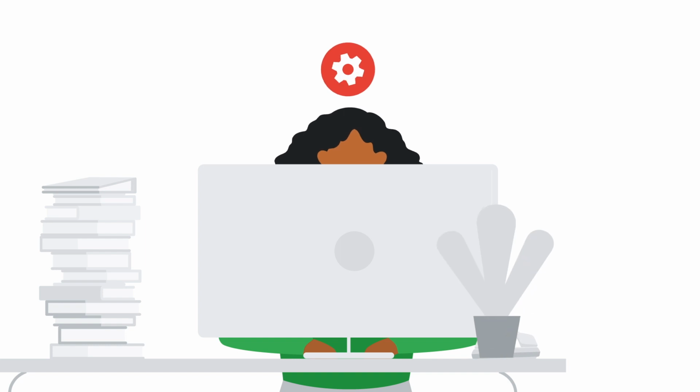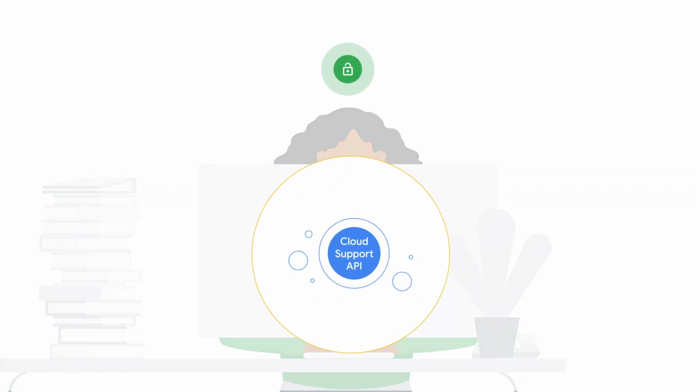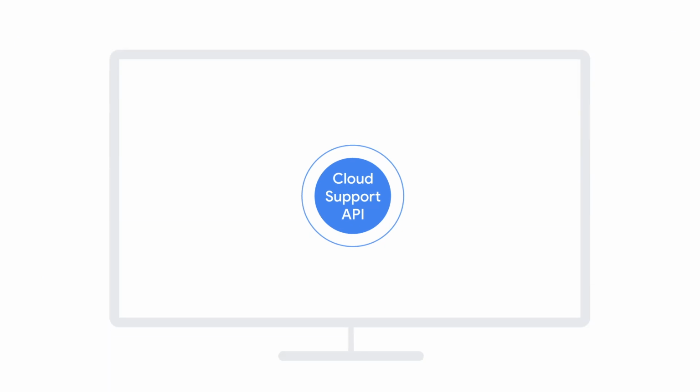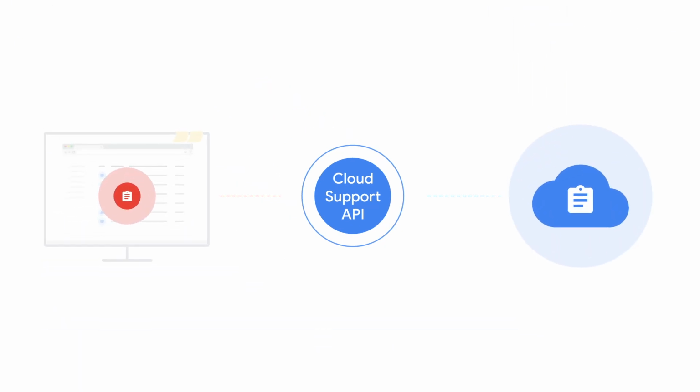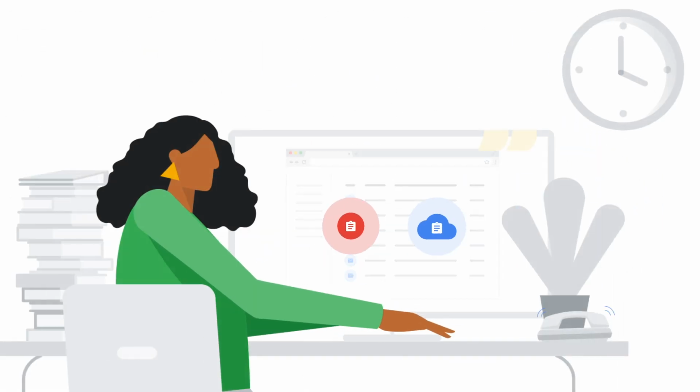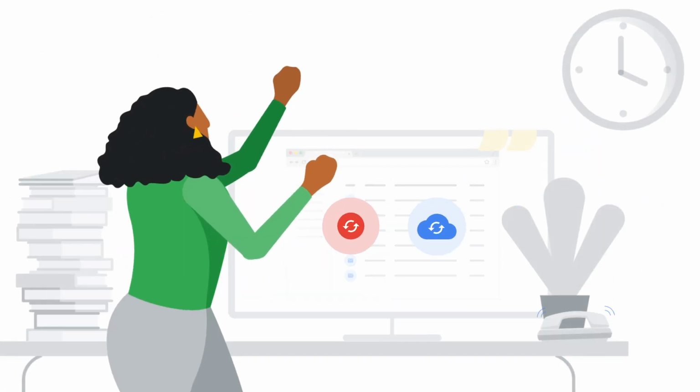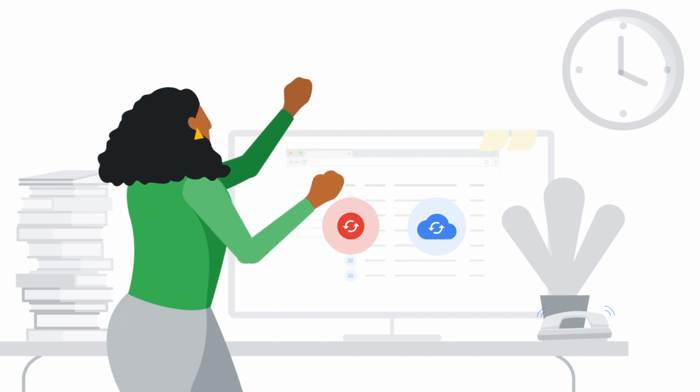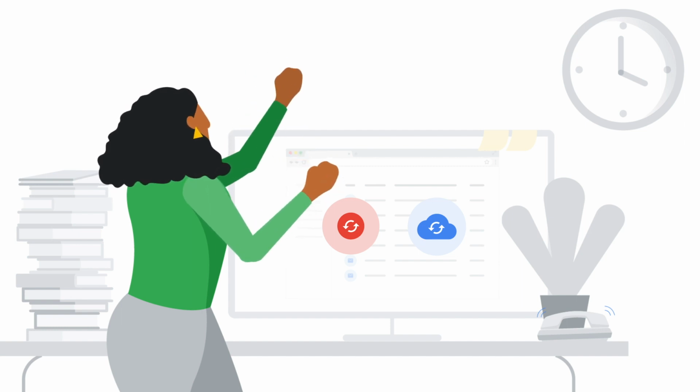This is where the Cloud Support API comes in. Enhanced Support customers gain access to the Cloud Support API, a simple and yet effective tool to integrate your customer relationship management system with Google Cloud Customer Care. The API enables you to integrate information from your own internal case management system with that of Google Cloud.